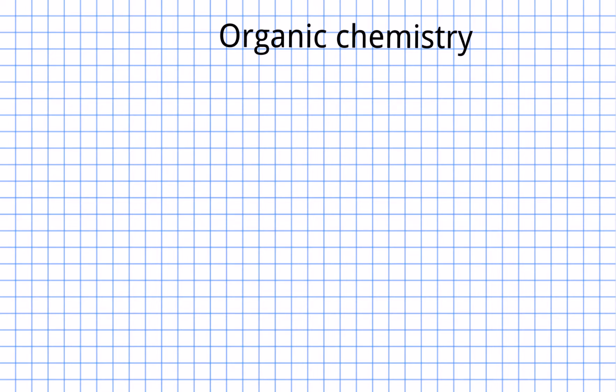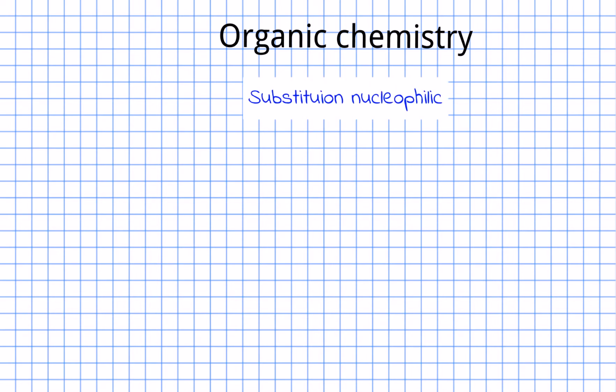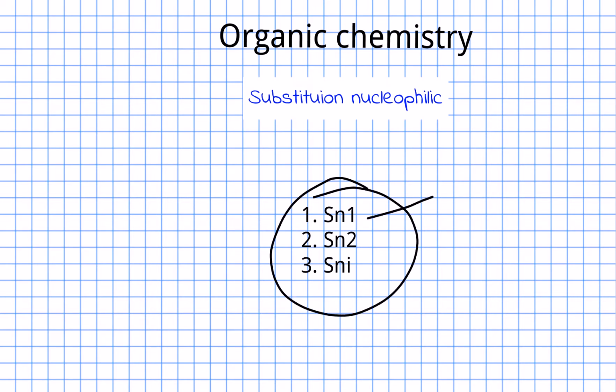Welcome to this organic chemistry tutorial. In this tutorial we are going to discuss nucleophilic substitution reactions. Mechanistically there are three types of nucleophilic substitution reactions: SN1, SN2 and SNi.